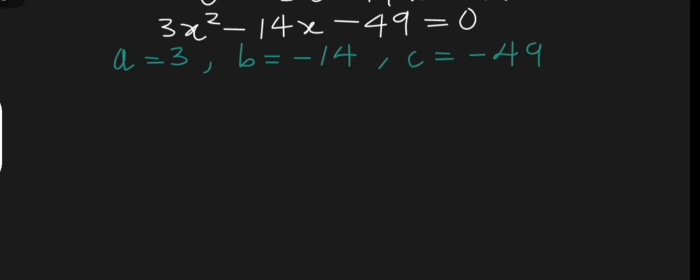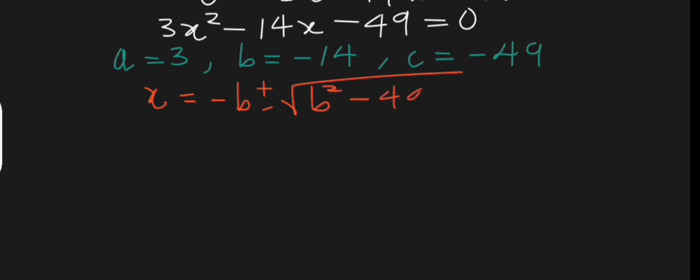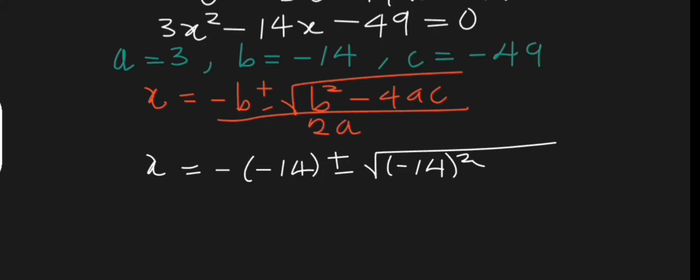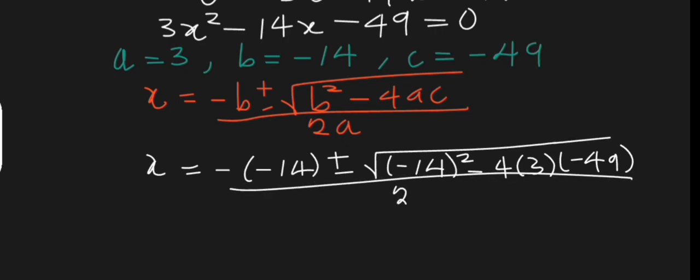And the quadratic formula is x equals negative b plus or minus the square root of b squared minus 4ac, all divided by 2a. Thus, x is minus negative 14 plus or minus the square root of negative 14 squared minus 4 times 3 times negative 49, everything over 2 times 3.